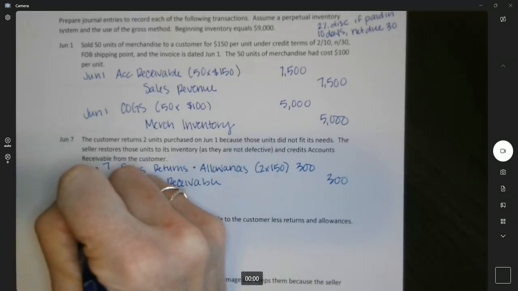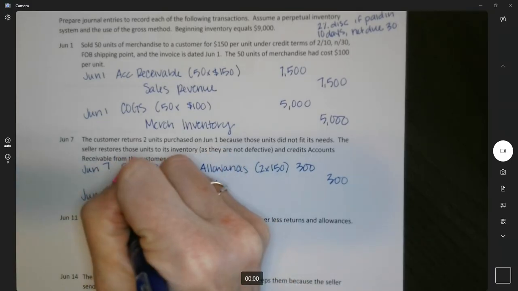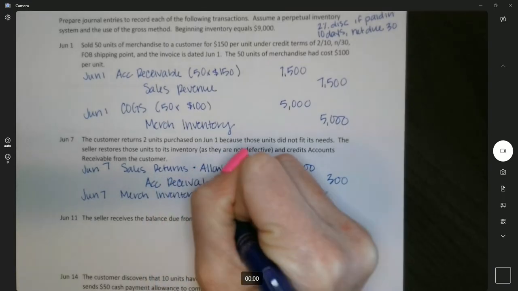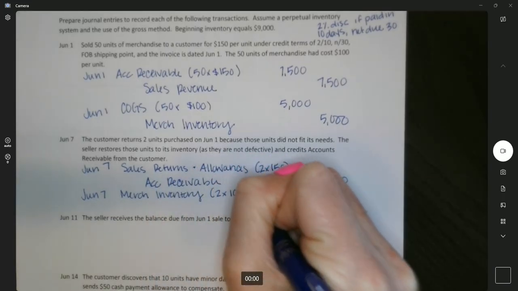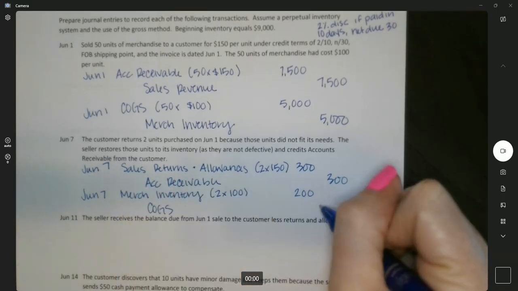And then the secondary entry is where we're going to return it to our inventory. We're going to debit merchandise inventory, 2 units at 100. We're going to credit cost of goods sold, 200.